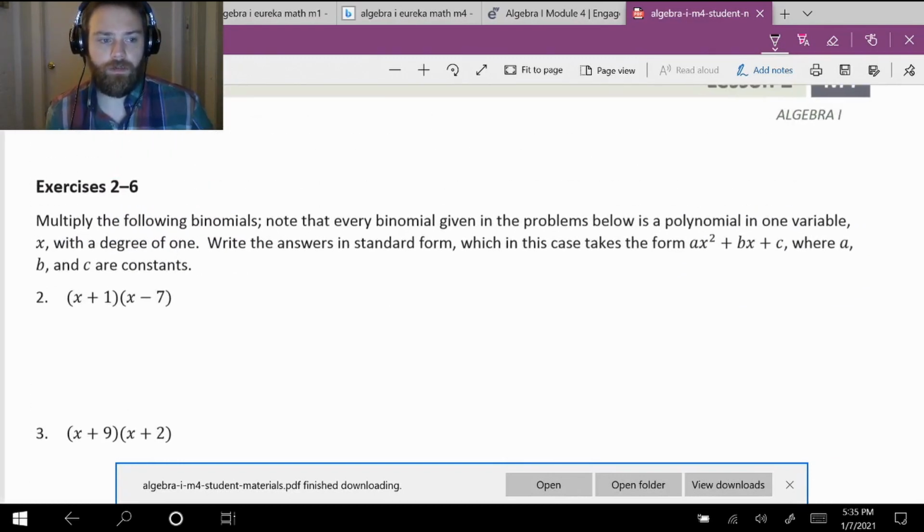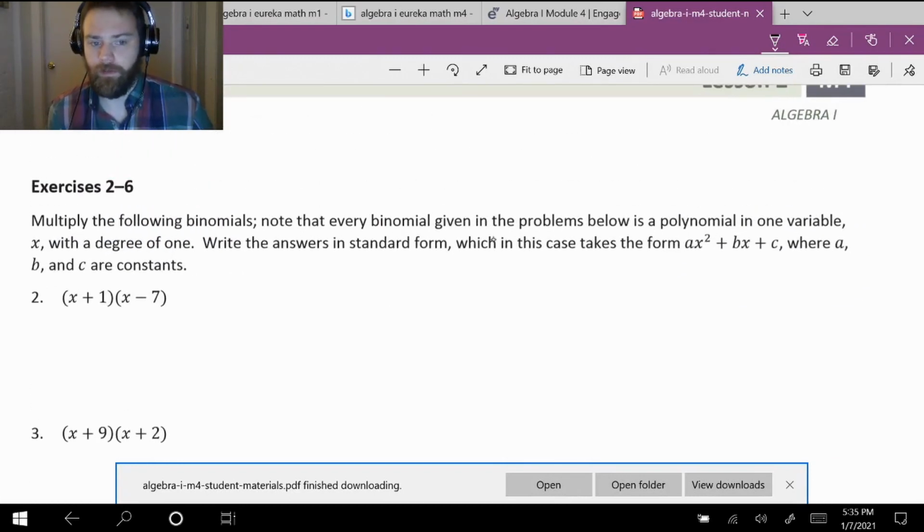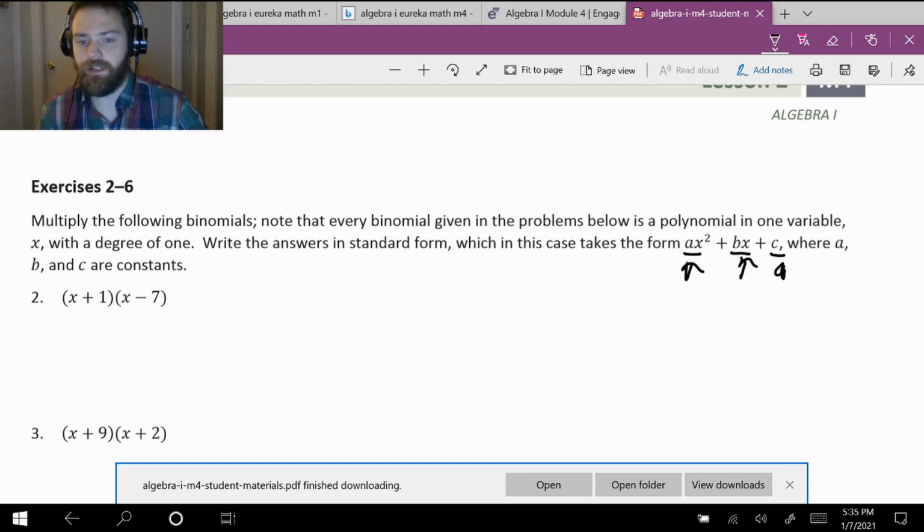So down here, multiply the following binomials. Note that every binomial given in the problems is a polynomial in one variable x with a degree of 1. Write the answer in standard form, which in this case is ax squared plus bx plus c. So this is telling you to write the square term, or the highest power, first. So polynomials in standard form tend to decrease in power.